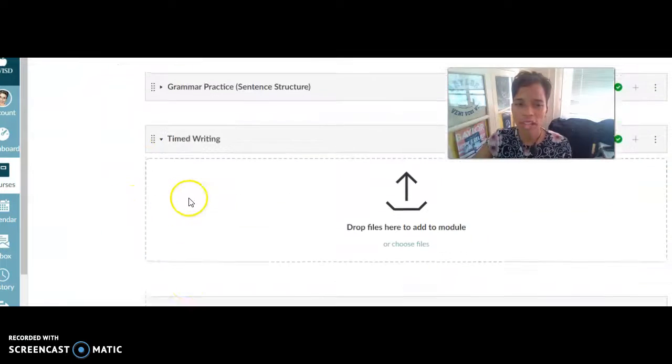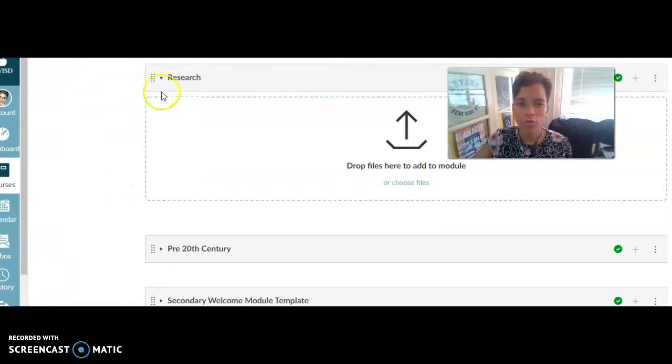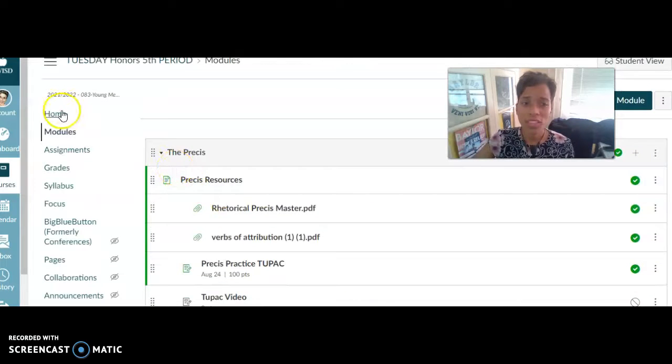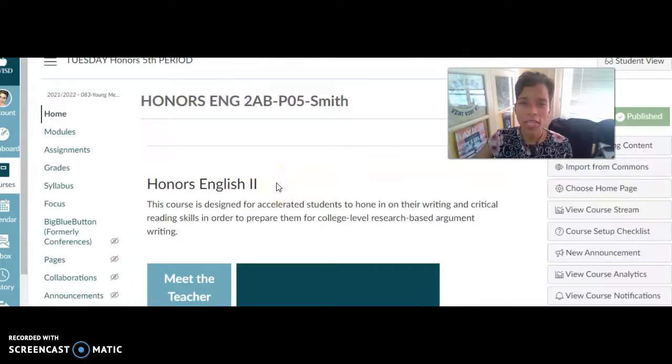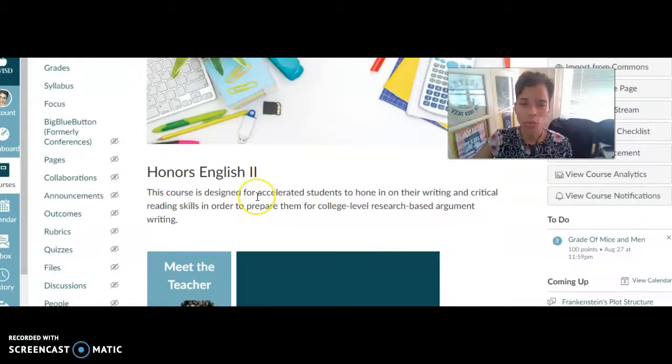You can see here they will have timed writing in the future. We've got research that we're doing, pre-20th century text. So the level that they're going to be working on is accelerated. We're moving quickly. They do all of their reading outside of class. We do not sit in class and read together.